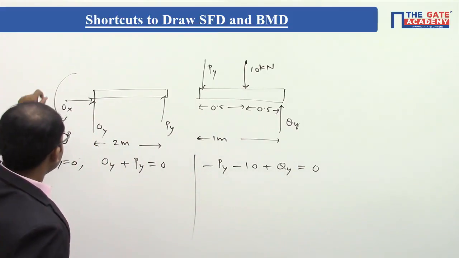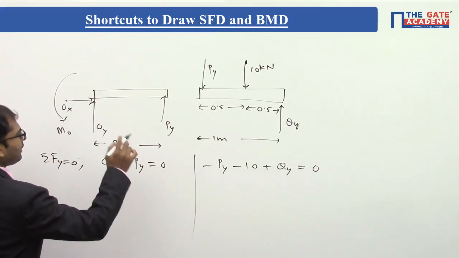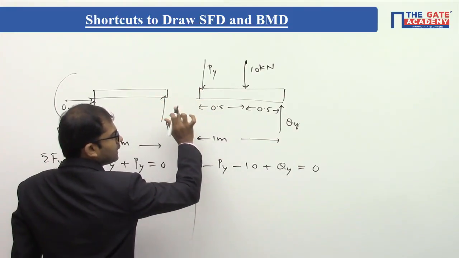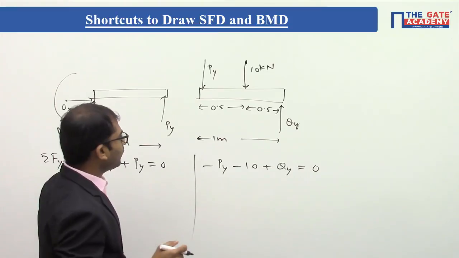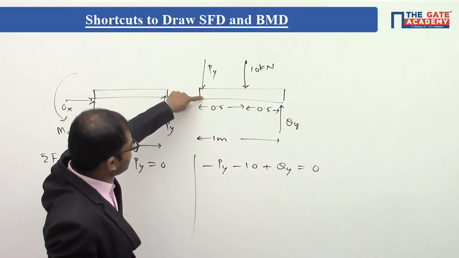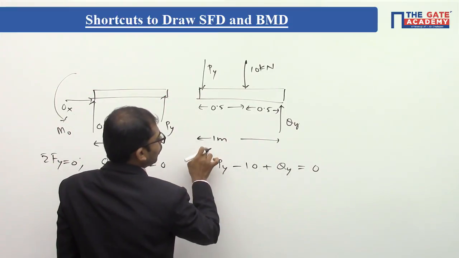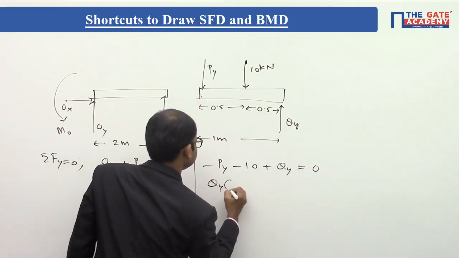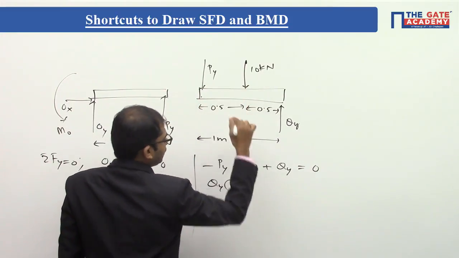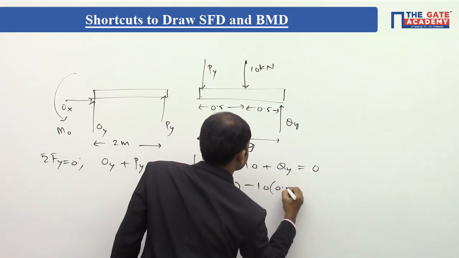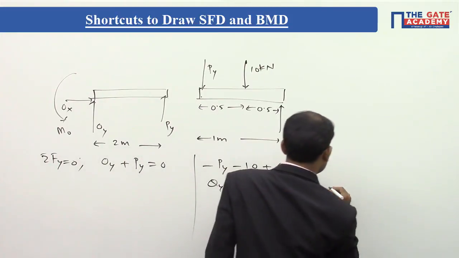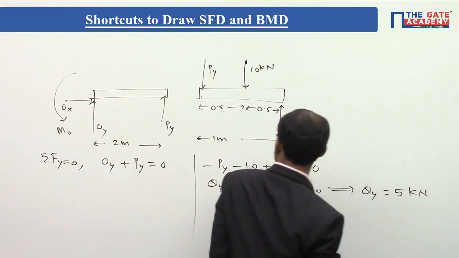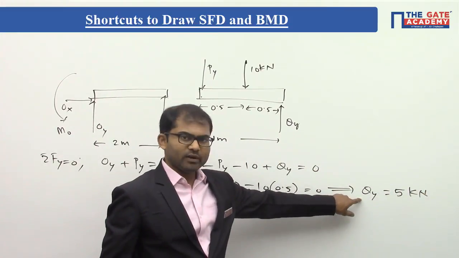Now let's take the moment. So we can take moment about P here, because at an internal hinge, moment about the hinge is equal to 0. So if we take about this point, here we have Qy into 1 anti-clockwise, and 10 into 0.5 clockwise is equal to 0. This implies your Qy value is equal to 5 kilonewton. You got the value of Qy as 5 kilonewton.